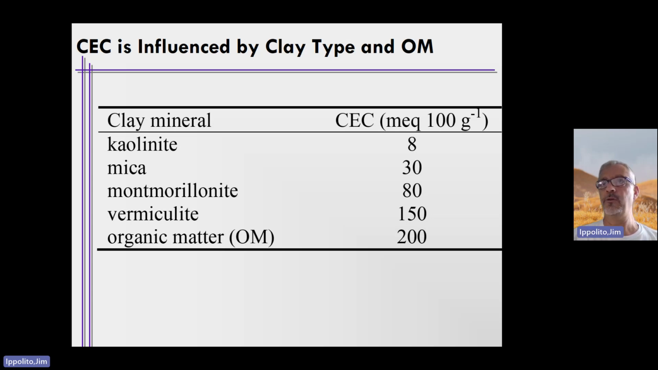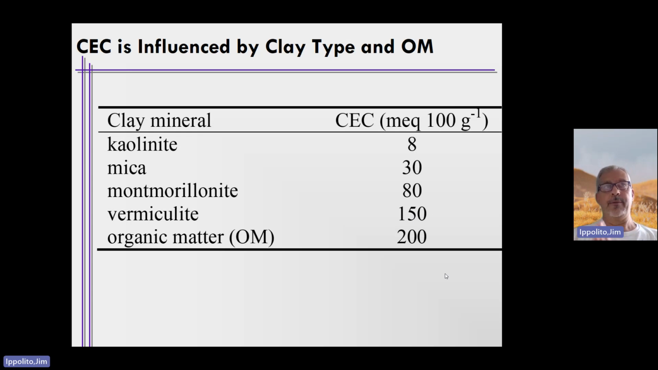All right, so it shows you that kaolinite has a relatively low CEC, and then mica, which is a 2-to-1 type clay, montmorillonite and vermiculite, which are both 2-to-1 type clays, have varying cation exchange capacity, but they're rather large as compared to kaolinite. So this is a 1-to-1 type clay, and these three are 2-to-1 type clays. Organic matter has a CEC of about 200.